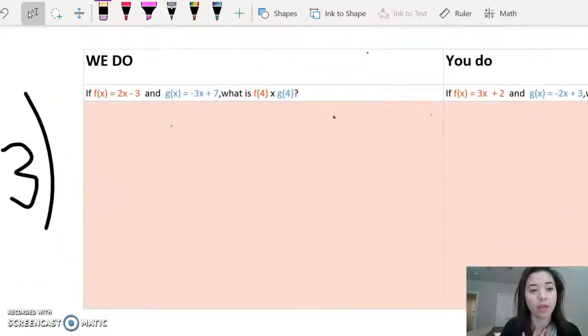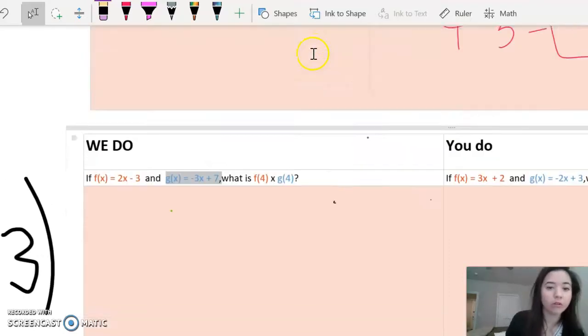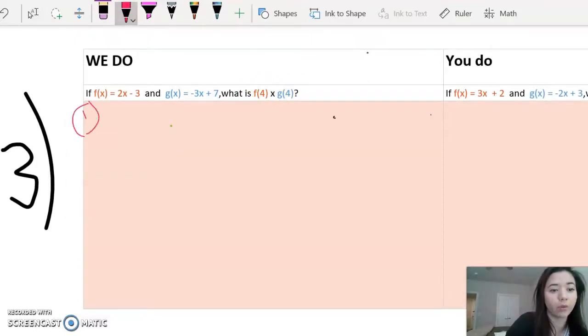Stepping it up a notch, we have: if f of x equals this and g of x equals this, what is f of 4 times g of 4? So this just means we need to first find what f of 4 is. So I'm going to say 1. Let's find f of 4. So my function was 2x minus 3.